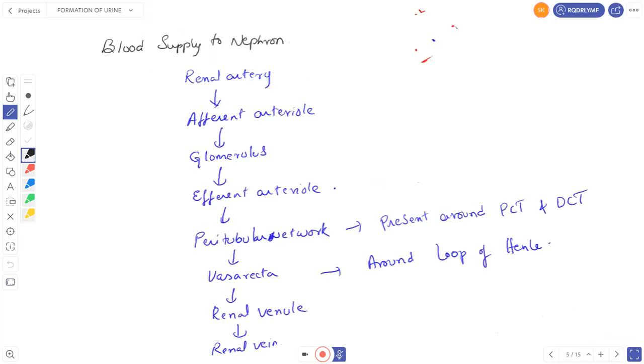Now let us see the blood supply. This one also I explained in the diagram. So renal artery opens into afferent arteriole. Afferent arteriole forms the network of blood capillaries in the Bowman's capsule and forms the glomerulus. Glomerulus opens outside through efferent arteriole. Efferent arteriole forms the peritubular network around PCT, DCT. And from peritubular network, vasa recta arises, and vasa recta opens into renal venule, and renal venule opens into the renal vein. So all these points are very, very important for the NEET purposes.